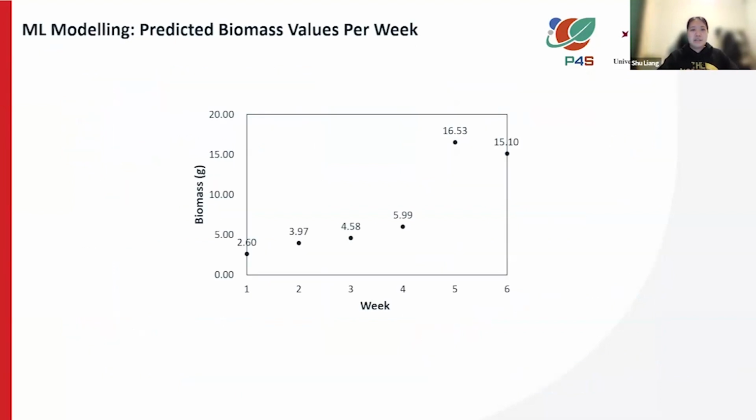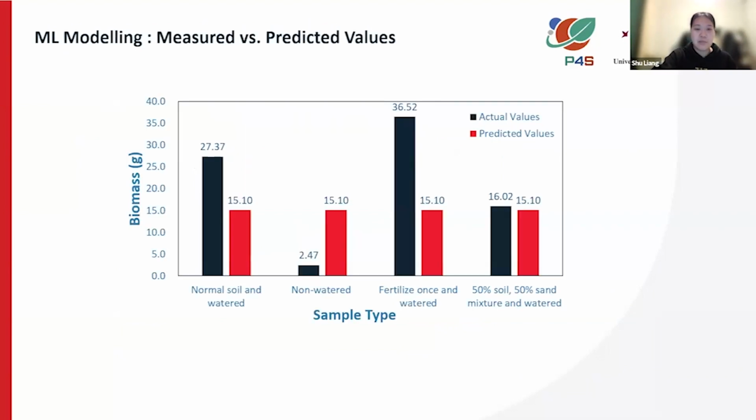And this is the predicted biomass value. You can see that for the first 4 weeks, the trend is similar to the measured value. And for the final day, the predicted value is 15.1 grams. And this is where you can compare.